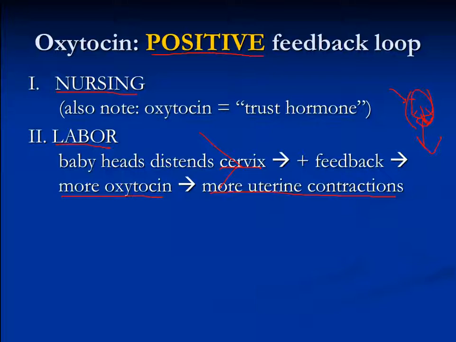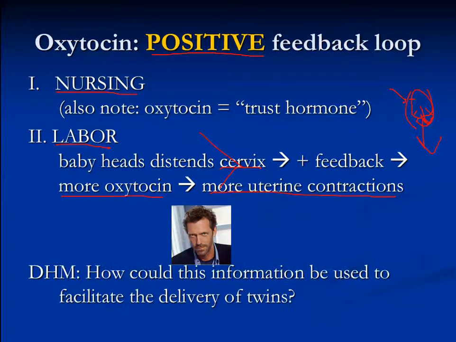All right, we're going to end up with one more Dr. House moment. Dr. House wants to know if you understand the positive feedback loops involved with nursing and labor and oxytocin, how could you use this information to facilitate the delivery of twins? In fact, if you can figure it out, you will have figured out an age-old trick learned by midwives.